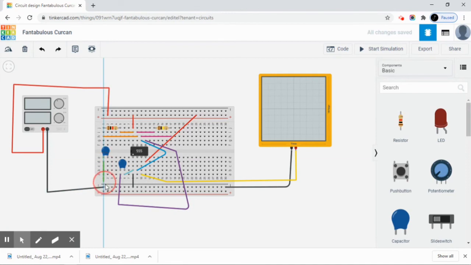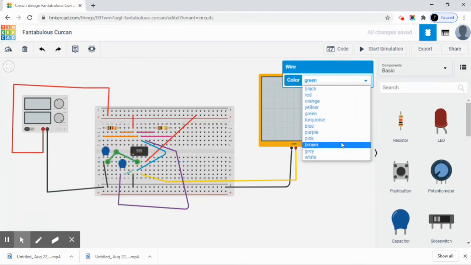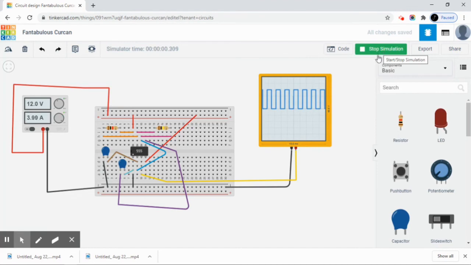One leg to be connected with ground, black color wire. Okay. Second terminal to the other leg, some other color wire. Okay. Hope connections are complete. Let us check and start simulate. Yes, it is working. We get the output waveform here for 0.01 microfarad.